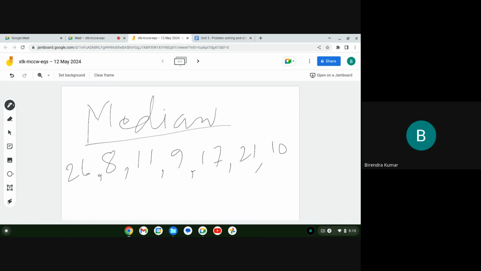Okay, that's one answer. Mithran, Praneeth, can you tell me what will be the median for this group of numbers?